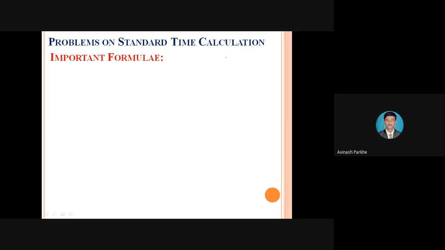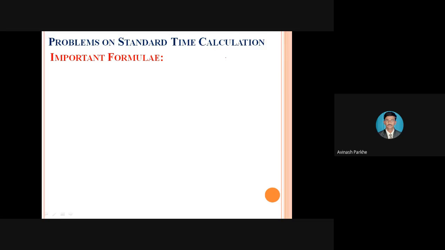So once again, good afternoon all. In the last lecture, we covered all three techniques related to work measurement. That is, we had a little introduction to time study, then we discussed the work sampling technique, and at the end we discussed PMTS, that is predetermined motion time systems. These are the three methods used in work measurement for time calculation.